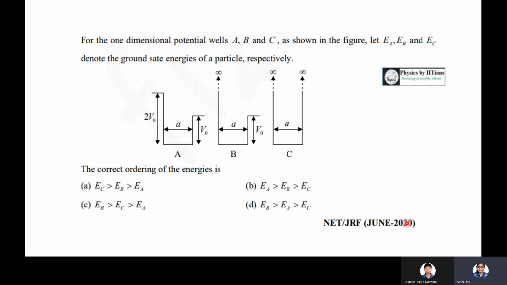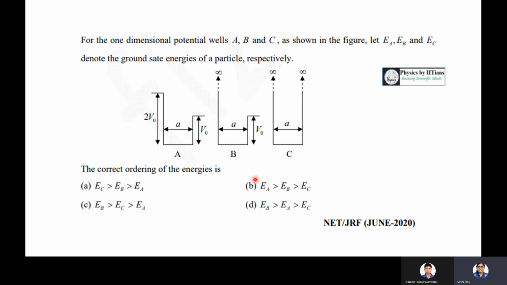This question has come in NET JRF June 2020. The question is that for the one-dimensional potential wells A, B, C as shown in the figure, let EA, EB and EC denote the ground state energies of the particle respectively. So the correct ordering of the energy levels is, the first option is EC is greater than EB is greater than EA.